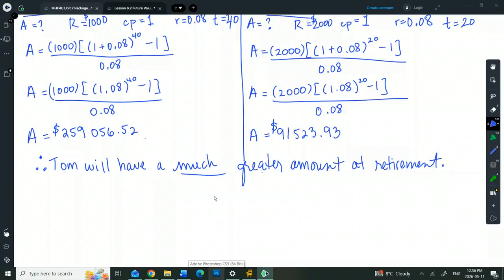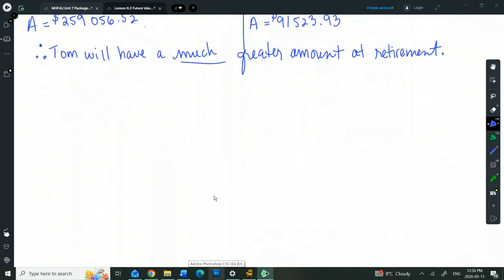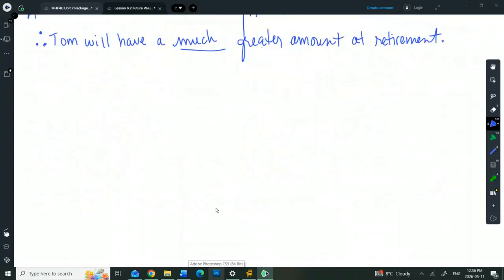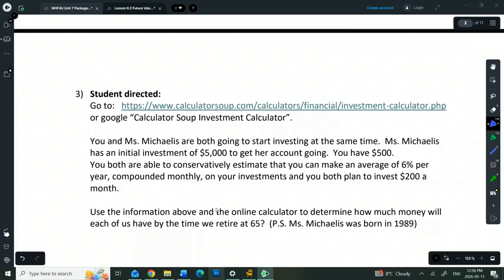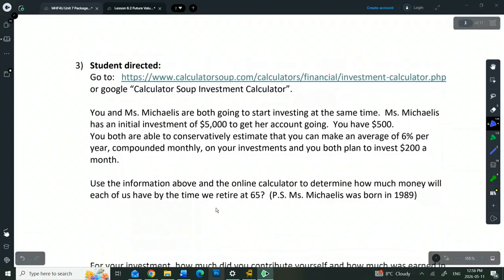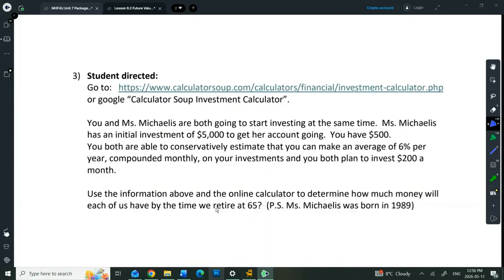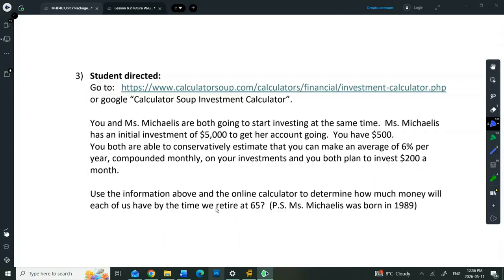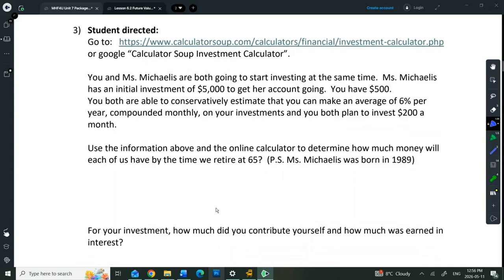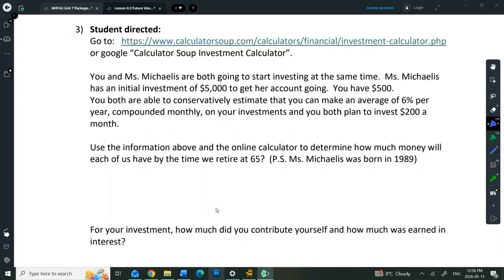So the next part of what you're going to be doing is you're going to use a calculator to figure out me versus you in investments. So here's the setup, and you're gonna use your laptop. Ready? Okay.